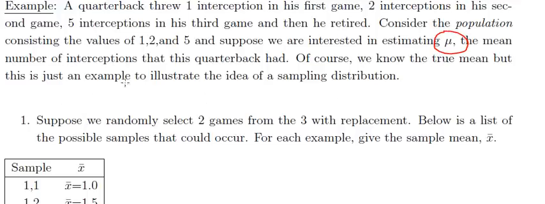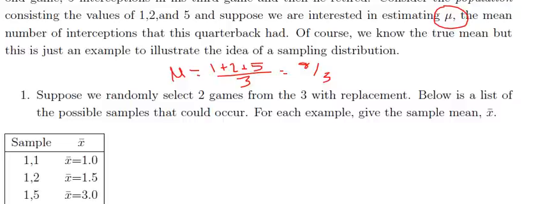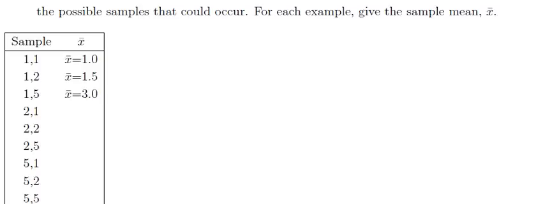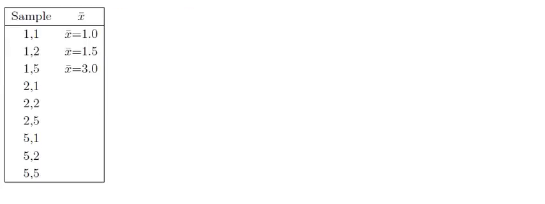And then we're going to simulate sampling from this population. So mu would really be the average of all these 3 numbers. So mu is going to be equal to 1 plus 2 plus 5 over 3. So 8 divided by 3. That's going to be what mu is equal to. And we're going to simulate sampling from the population. Remember, our population only consists of 3 numbers, 1, 2, and 5. And we're going to simulate taking 2 at a time.